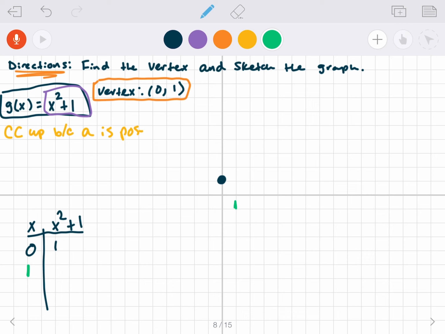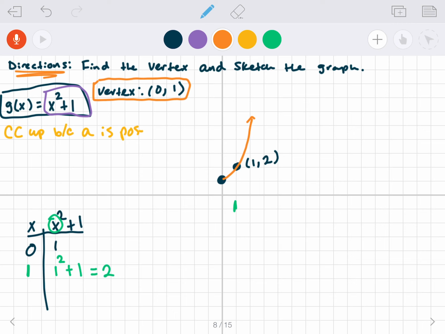So what happens when x equals 1? What is y going to equal? Well, we plug in 1 into the function. So 1 squared plus 1 gives me a y value of 2. Therefore, we have a point 1, 2 on our parabola. So here's x equals 1, and when x is 1, y is 2. This is going to be our other point right here. And we know it concaves up, so it's going to look like this.